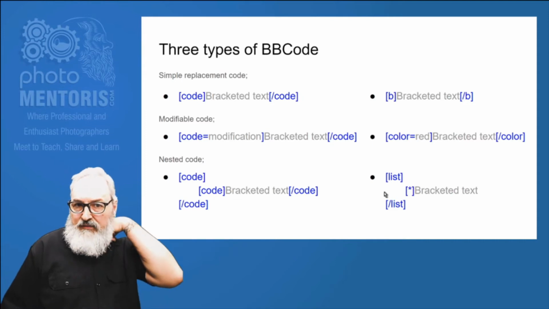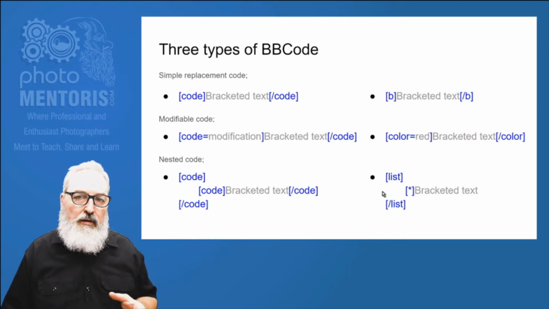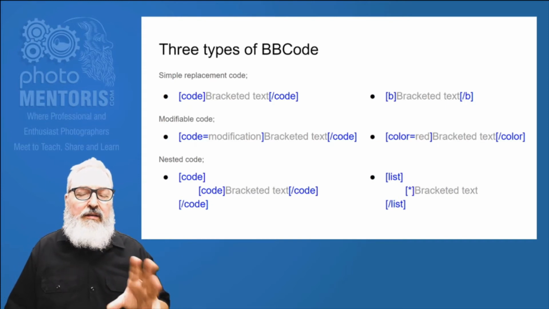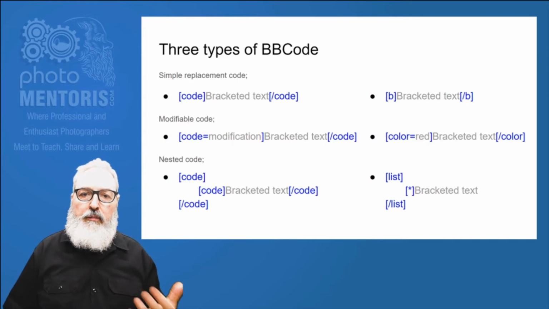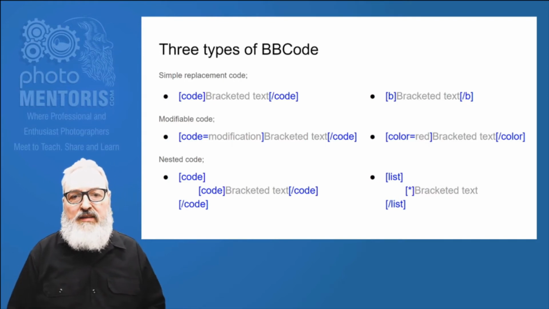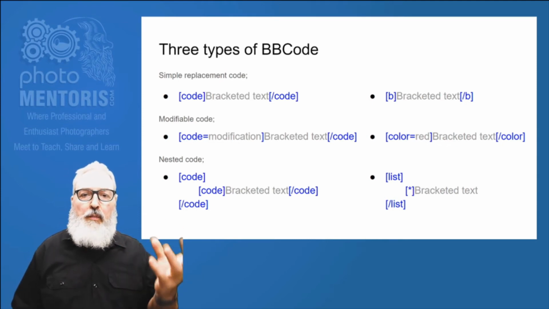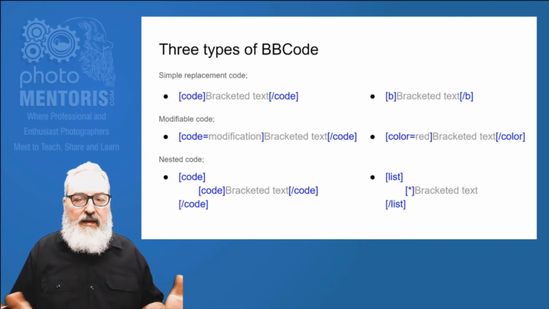So there are three types of BBCode available to you here on Fundamentoris, and each of the three is handled a little bit differently by you when you are formatting your post. The first is a straightforward, simple replacement code where you have an opening code and a closing code, and then your text in between, nothing else.